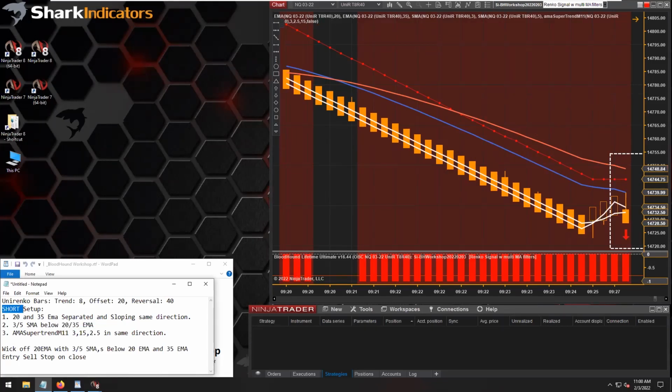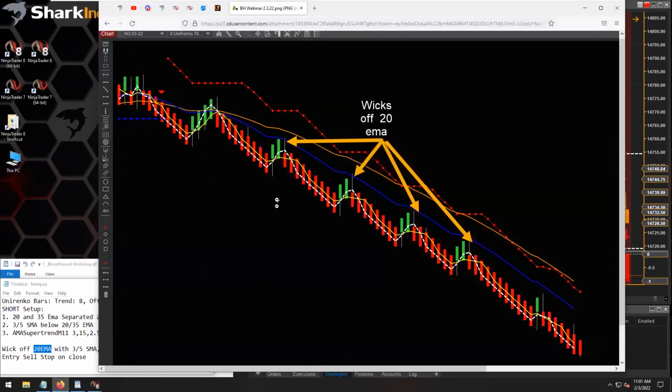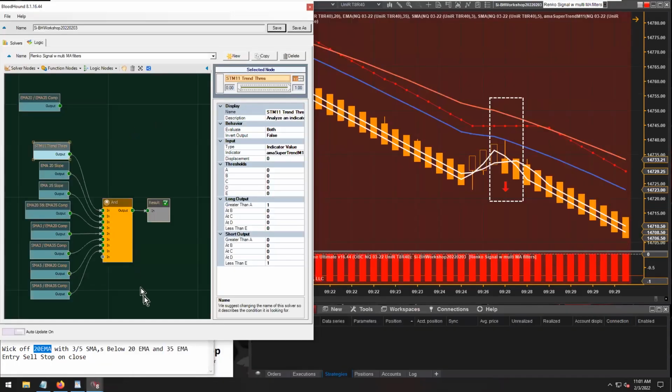Okay, so now we just need to look for that wick touching the EMA 20. If we go back to the image there, there's the wicks touching the EMA 20. Well, actually, it doesn't look like that one actually touched, so that might be a mistake. And that one might have touched. So, last step here.